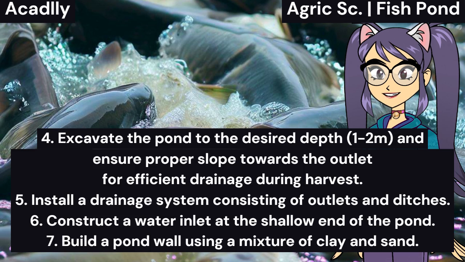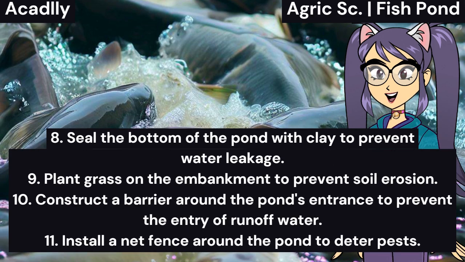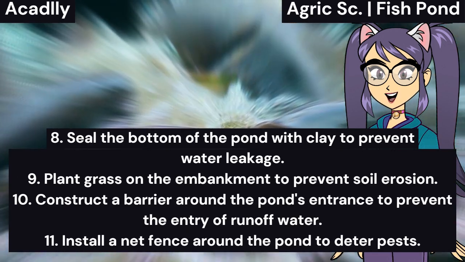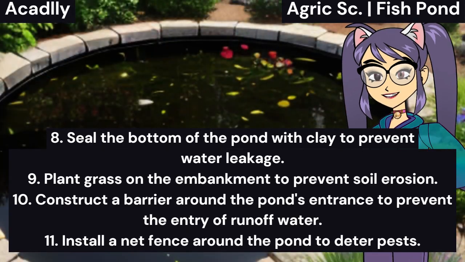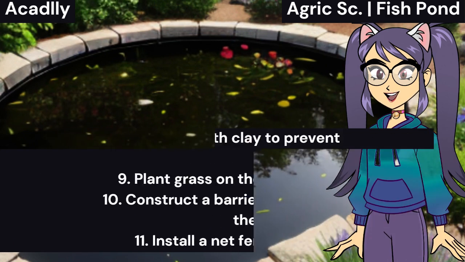5. Install a drainage system consisting of outlets and ditches. 6. Construct a water inlet at the shallow end of the pond. 7. Build a pond wall using a mixture of clay and sand. 8. Seal the bottom of the pond with clay to prevent water leakage. 9. Plant grass on the embankment to prevent soil erosion. 10. Construct a barrier around the pond's entrance to prevent the entry of runoff water. 11. Install a net fence around the pond to deter pests.